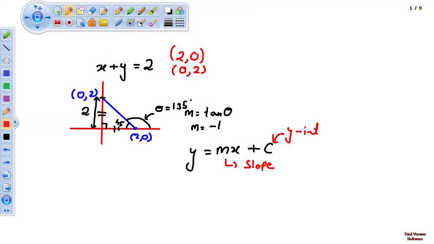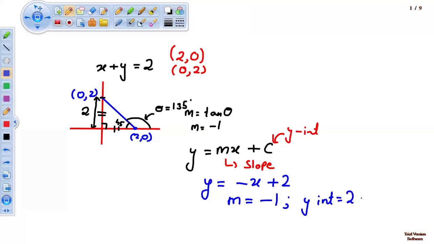Like here we have x plus y equals 2. We want y to remain on one side and everything else on the other side. We want only positive y. So y will be minus x plus 2. Here the slope is basically the coefficient of x, that is minus 1. So slope for this line is minus 1. And the constant term is the y-intercept. So y-intercept is equal to 2. That's how we can find the equation of line.